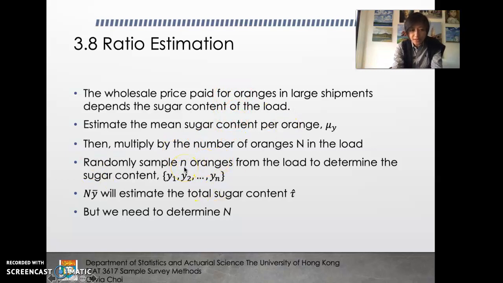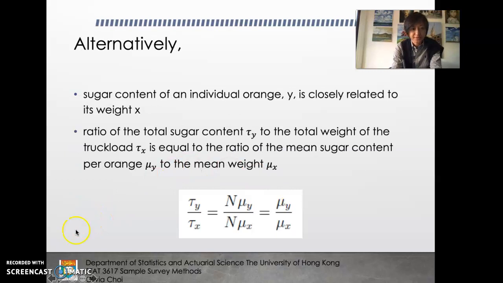We can conduct a sample survey, just collect n oranges from the load, take the sugar contents together, and take an average. With the y bar, which is the unbiased estimator for the population μy, then multiplying that y bar by the total number of oranges, we can find the total sugar content tau hat. This method could be problematic because we usually don't know how many oranges are in one shipment.